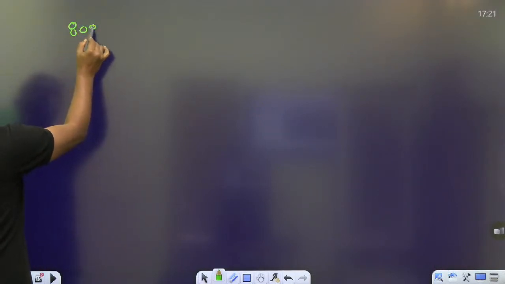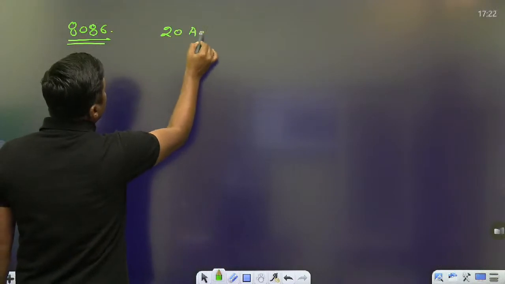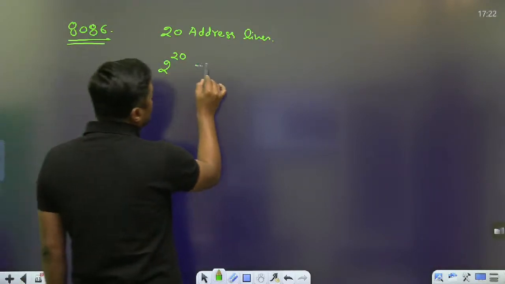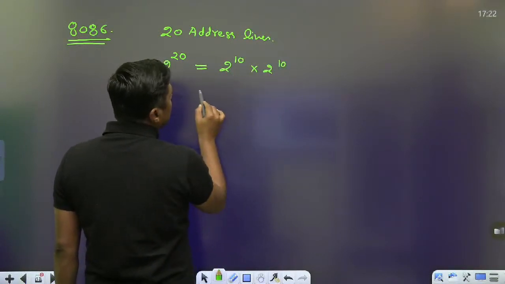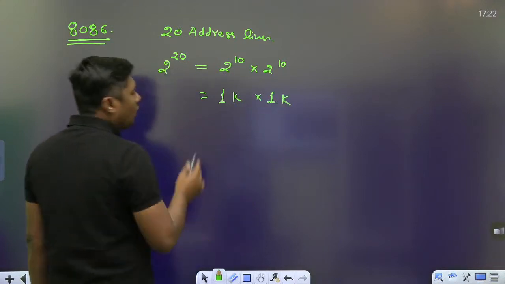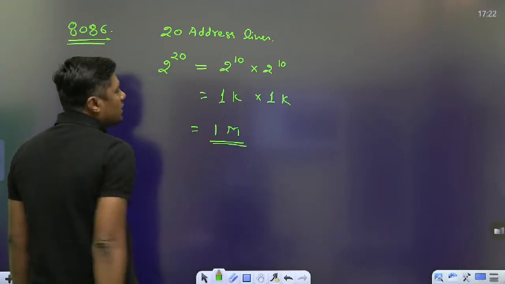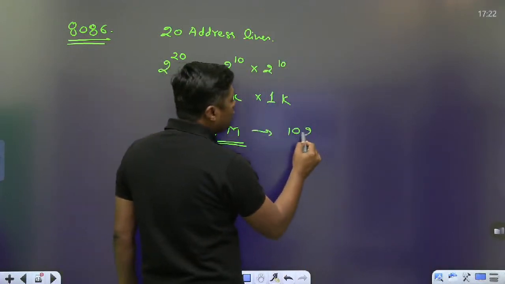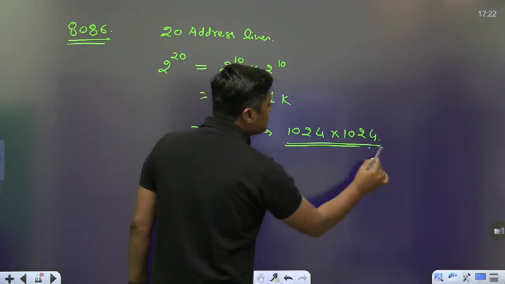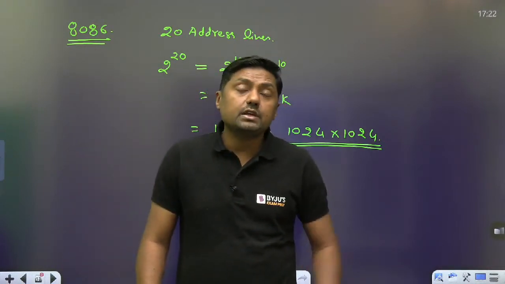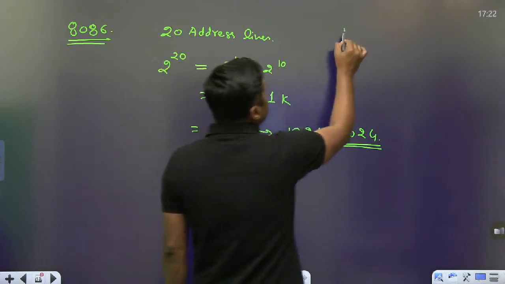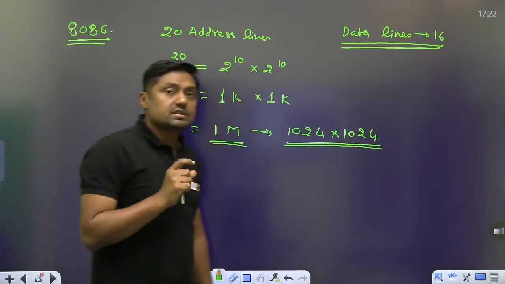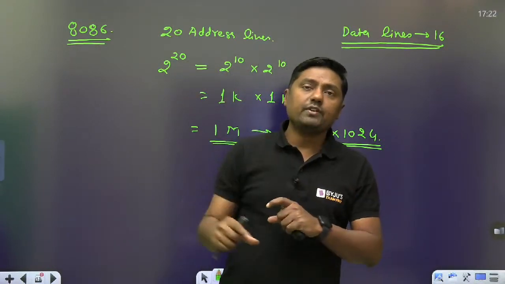Now, comparing with the 8086, in the 8086 there are 20 address lines, which means it can generate 2 to the power 20 addresses. So we can say 2 to the power 10 into 2 to the power 10. 2 to the power 10 is 1K, and 1K into 1K is called 1 mega. Here 1 mega is not 10 to the power 6, it is 1024 multiplied by 1024 combinations. The 8086 has 20 address lines and 16 data lines, and that's why it is called a 16 bit microprocessor. That is the basic difference between 8085 and 8086.